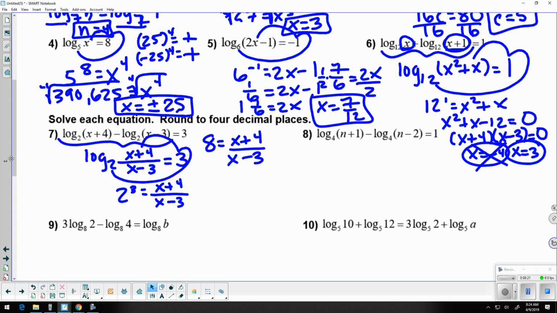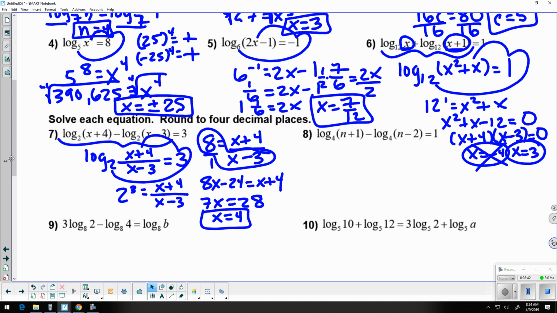Next thing I would do, I'm just going to throw the 8 over 1 and cross multiply. So that would make this 8x minus 24 equals x plus 4. So 8 times x minus 3, make sure you distribute. So subtracting 1x is 7x, adding 24 would be 28, dividing by 7, x equals 4. And there's your solution. Okay, so similar idea for example number 8, combine these two logs to be 1 by division once again.